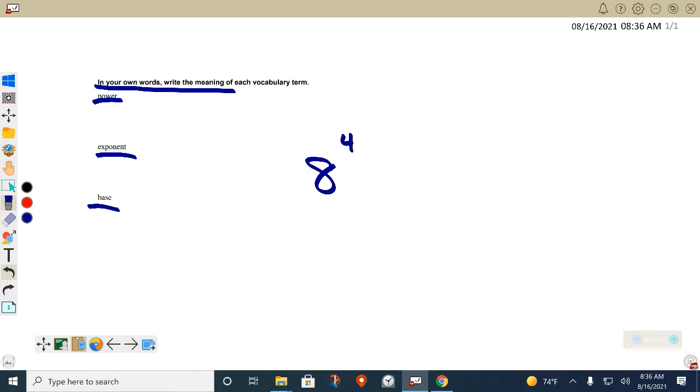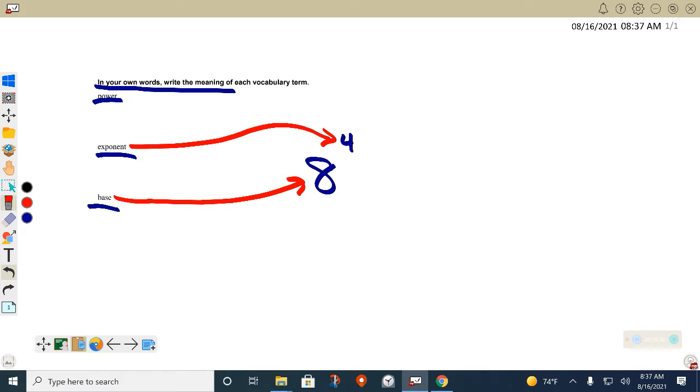8 to the 4th power. Now, the exponent, watch this now. Put an arrow from the word exponent to that little number on the upper right. That's the exponent. The base, go ahead and draw an arrow from the word base to the 8. Pretty simple so far, our notes.